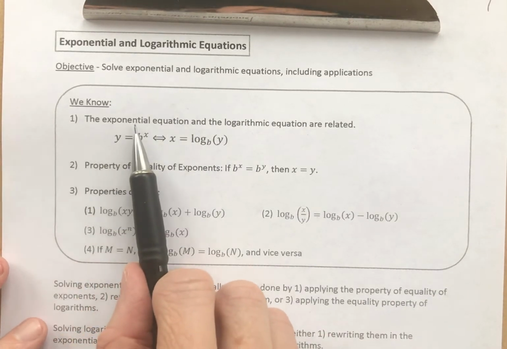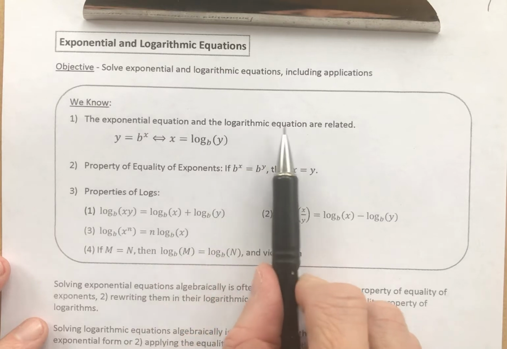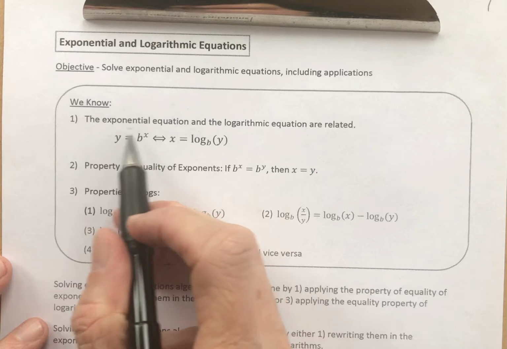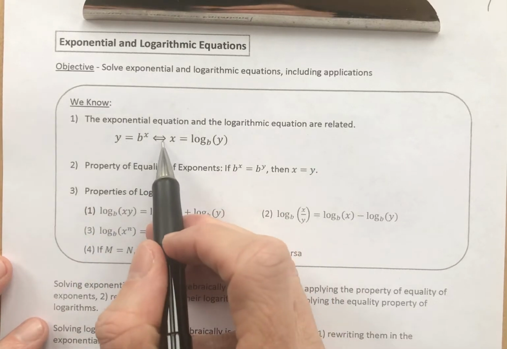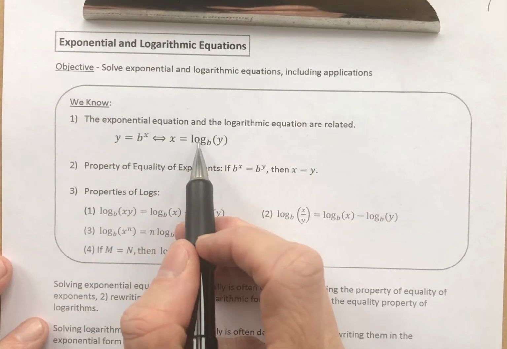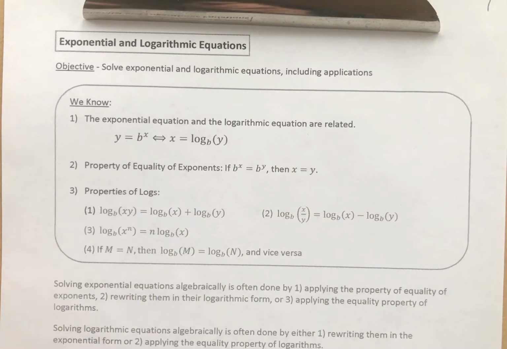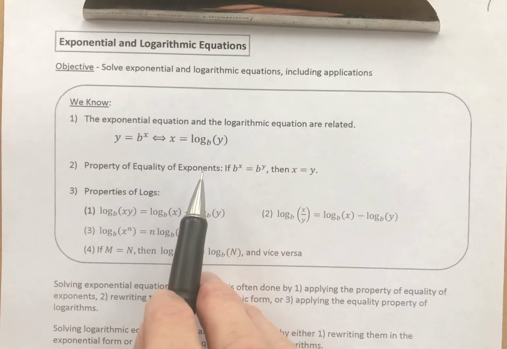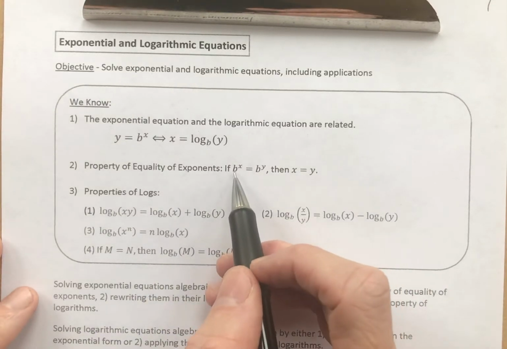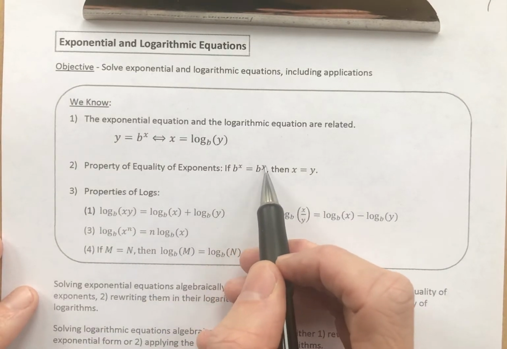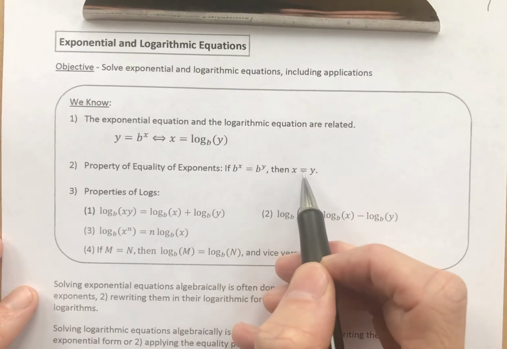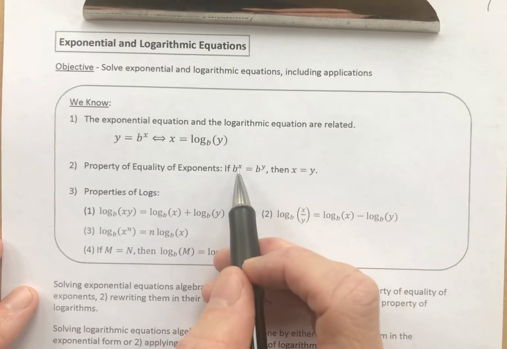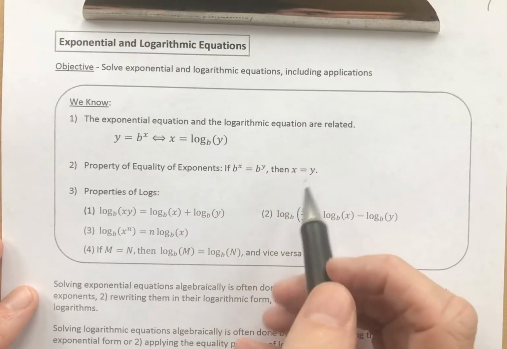We know that the exponential equation and the logarithmic equation are related. Y equals b to the x, the exponential equation, is equivalent to x is equal to the log base b of y. We know the property of equality of exponents. If b to the x equals b to the y, then x equals y. In other words, if you have the same base, the exponents are equivalent.